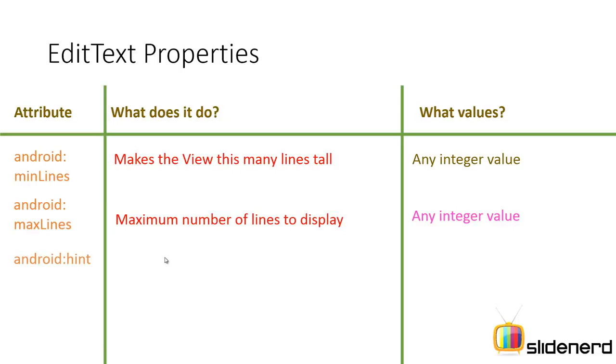Android hint. Now this displays a hint in light gray colored text about what the user should enter in that edit text. Now this is very important from a usability perspective. I'm going to show you how these attributes work when we jump into Android Studio and show you a simple demo of using these attributes.